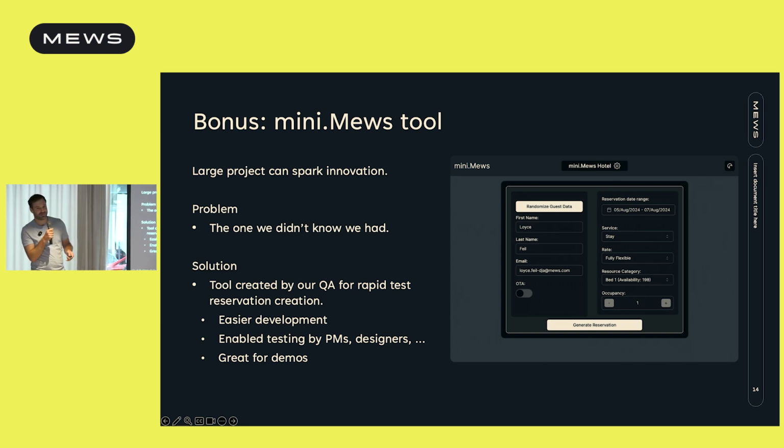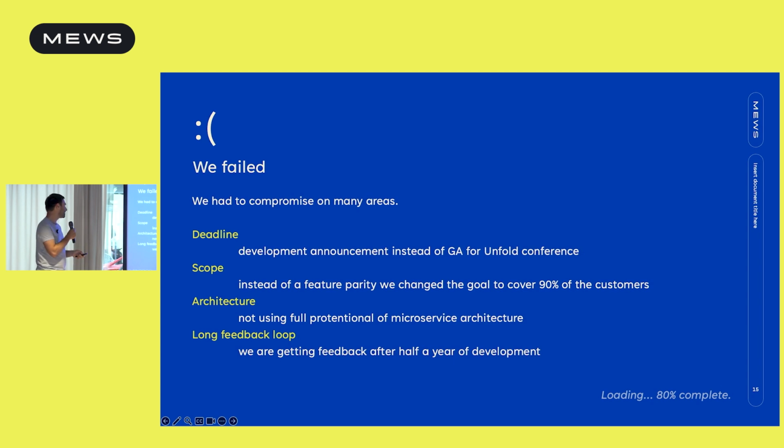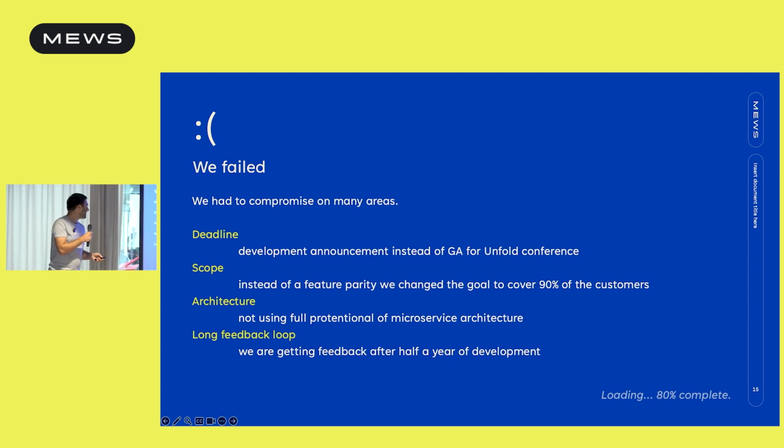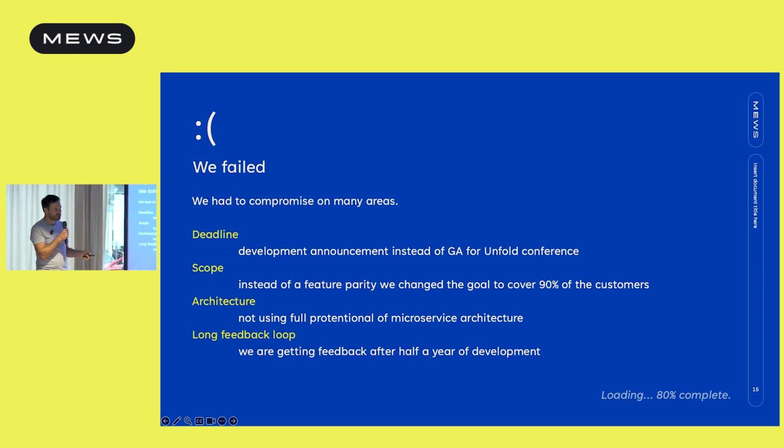So you may think, what was the end result? So we kind of failed, unfortunately. We had to compromise on many areas. We failed on the deadline, because at the end, at the conference, we were able to pull out just a development announcement instead of general availability. We stripped the scope. Instead of feature parity, we were aiming for 90% of our customers.